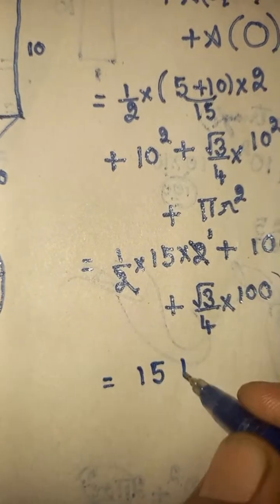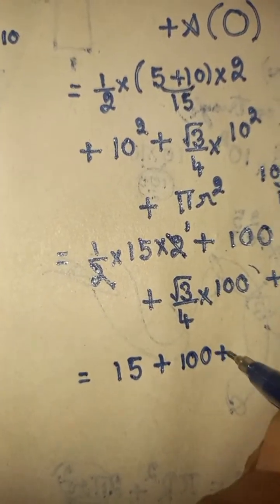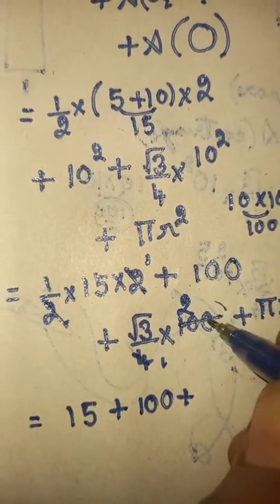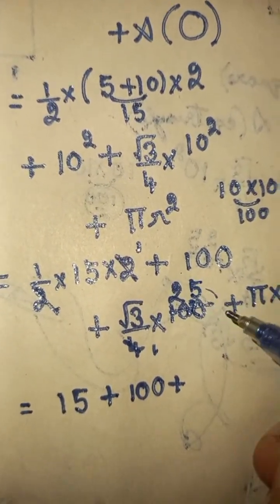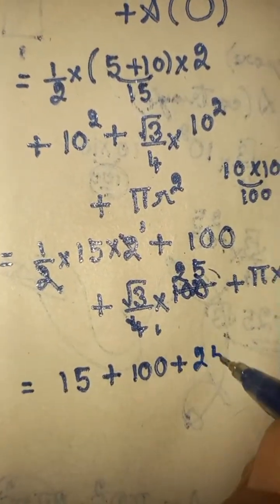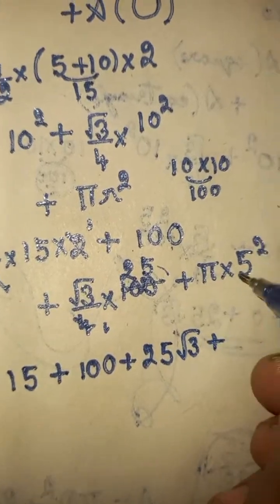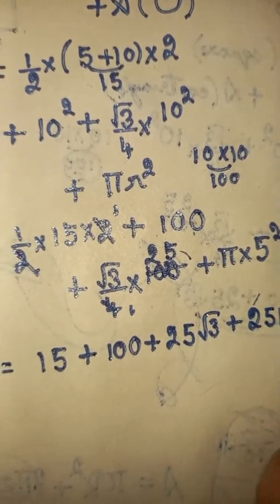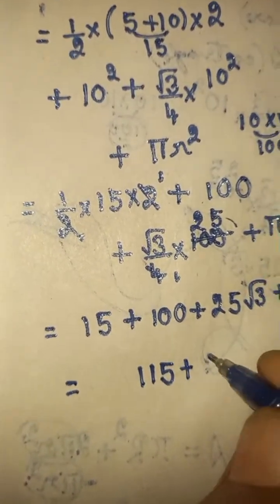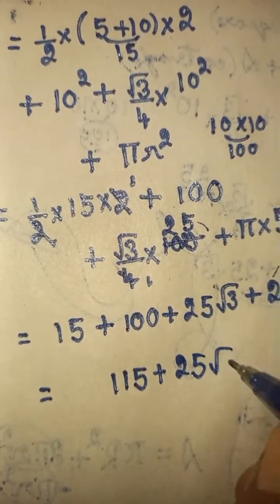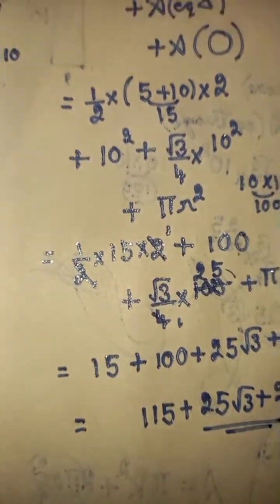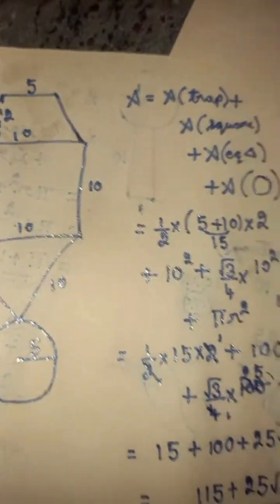You get 15 plus 100, plus here you can divide: 4 1 times, 4 2 times 8, and 2 remains, 4 5 times 20. It is 25 times root 3, which is 25 root 3, plus 5 squared is 25 pi. This is going to become 115 plus 25 root 3 plus 25 pi square units. That is the area of this complex shape.